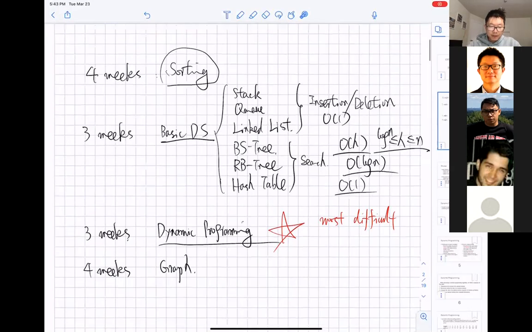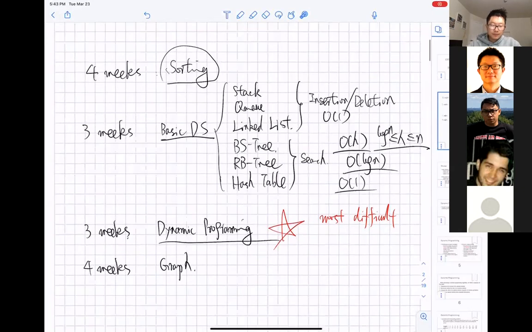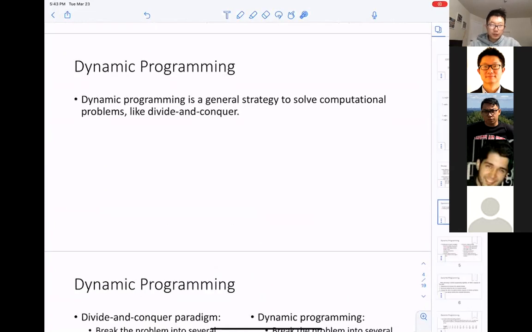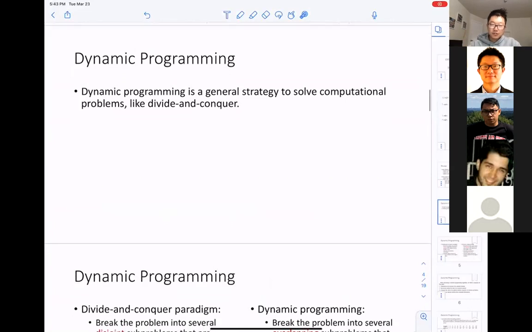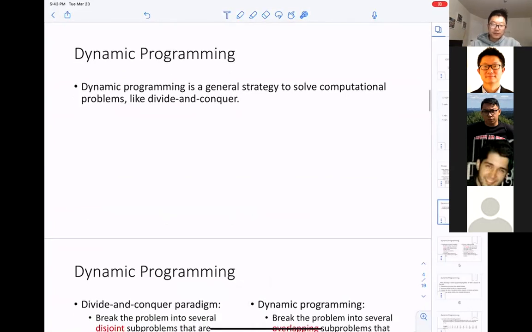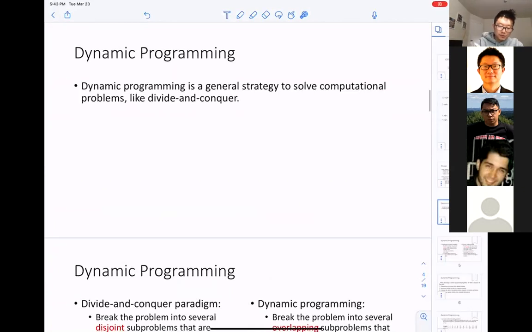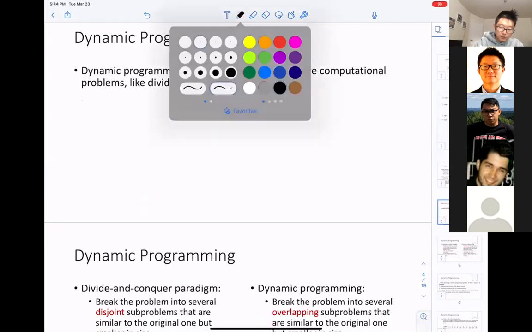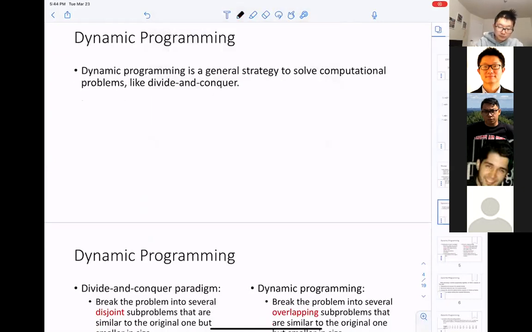First of all, what is dynamic programming? Dynamic programming is basically a strategy to solve problems, and it's pretty much like divide and conquer. But there is a big difference between them. So let's first talk about divide and conquer. Where did we learn it?